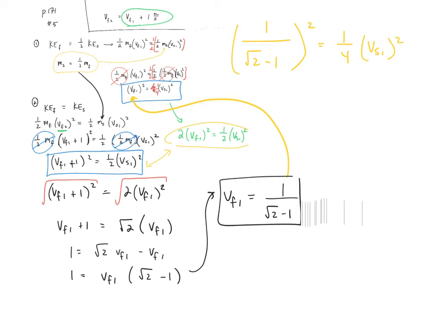Because I'm looking for VS1, I can take the square root of both sides. That gets rid of the squares on both sides, but the 4 we have to take into account. It becomes 1 over (root 2 minus 1) equals 1/2 VS1. Again, I'm taking the square root of both sides at the same time. The square root of the 1/4 becomes a 1/2. So then to get the son's velocity by himself, multiply by 2, which puts a 2 in that numerator.